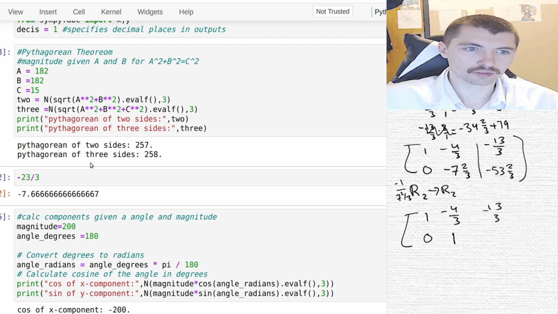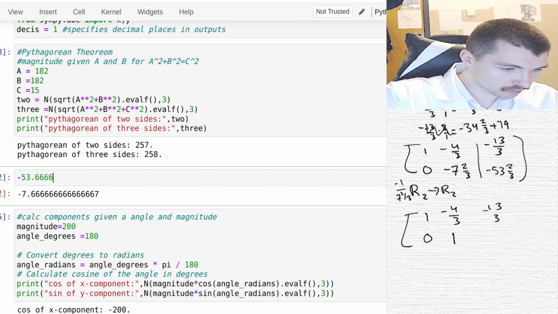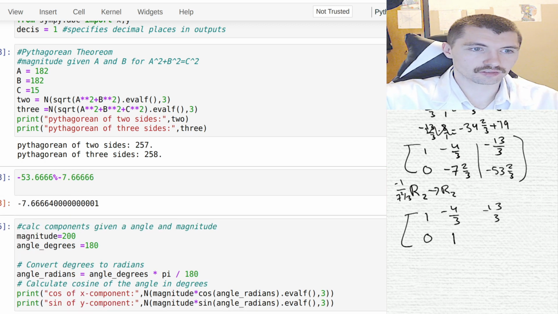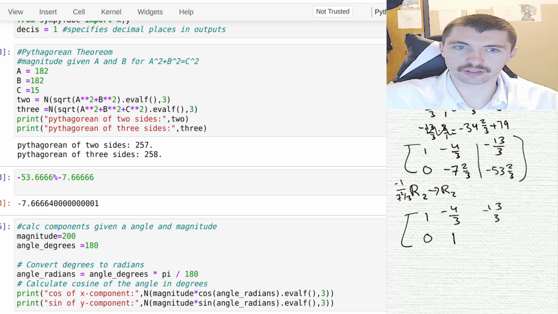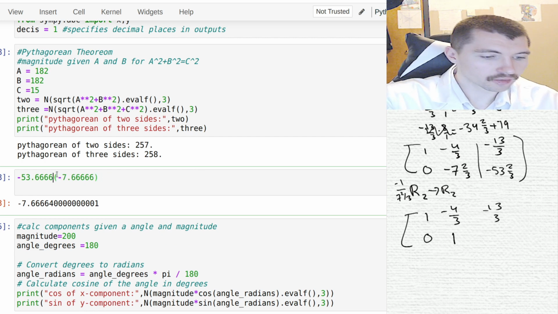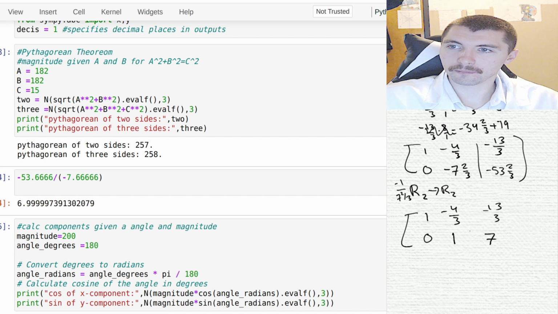Okay, so that will give us negative 53.6 divided by negative 7.6. Okay, so that will get 6.9, so about 7. So about 7. Okay.